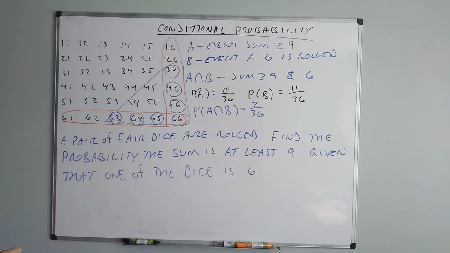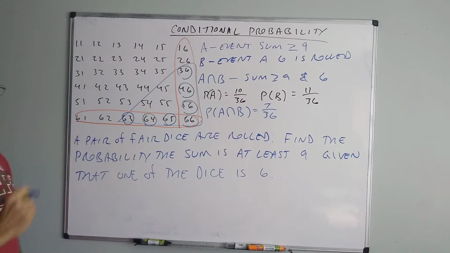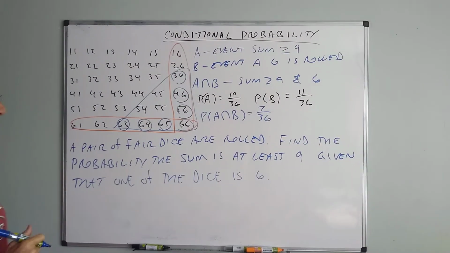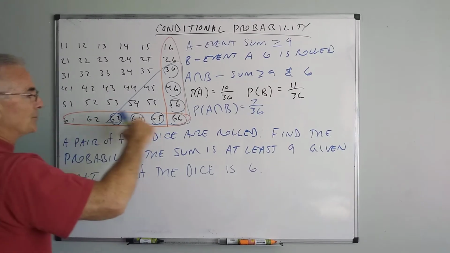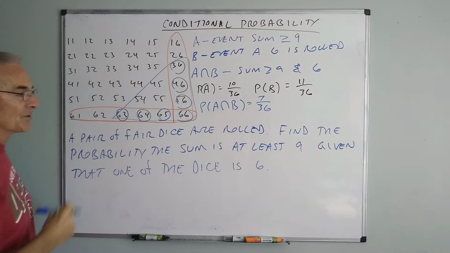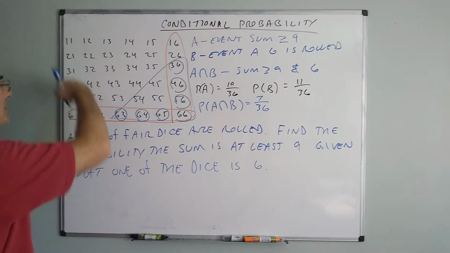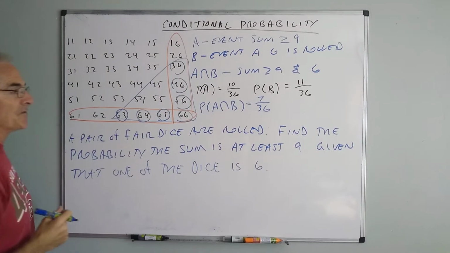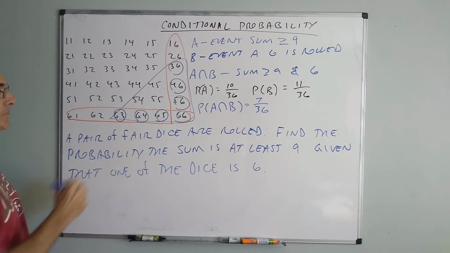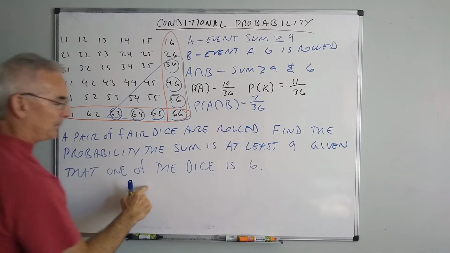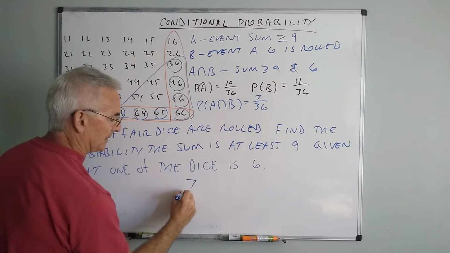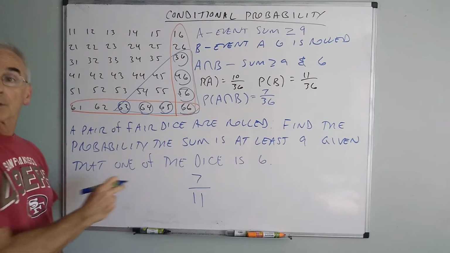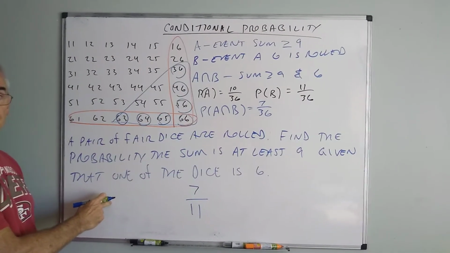So here's the question. You saw a 6 land. You don't know if it was the first or the second die, but you saw a 6 land. That means my sample space has been reduced to just these 11 rolls. Those are the only ones that are possible. None of these rolls are longer possible. And of those 11 rolls, how many of them have a sum of at least 9? Well, we see 7. So the probability of this problem is going to simply be 7 over 11. Now, that's not intuitively obvious, so we're going to create and establish a formula for that.